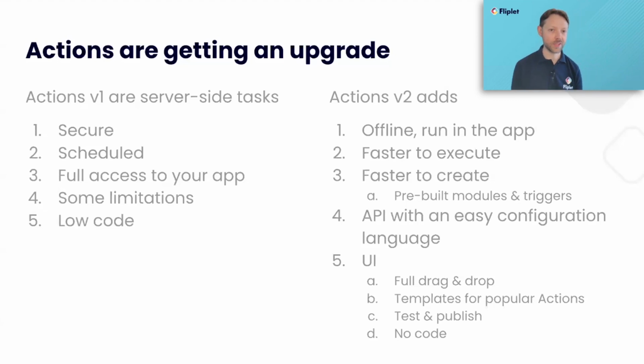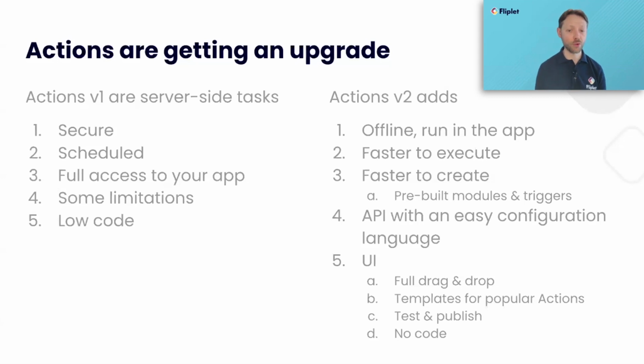Now, how is version 1 different to version 2? Version 2 will add the ability for your actions to run offline on the device. That, I think, is going to be huge. It'll also mean that they're going to be much faster to execute, because now you have the option of, do I wait for the server to run them, or do I run them on the local device? They're going to be much faster to create, because unlike what I mentioned about Actions V1 being code-based, Actions V2 will have pre-built modules and triggers.